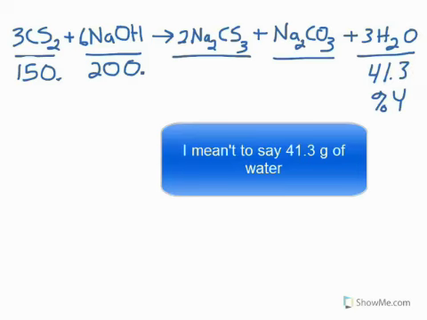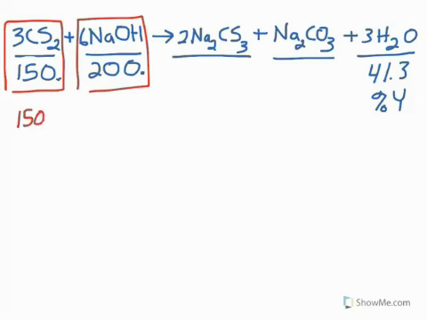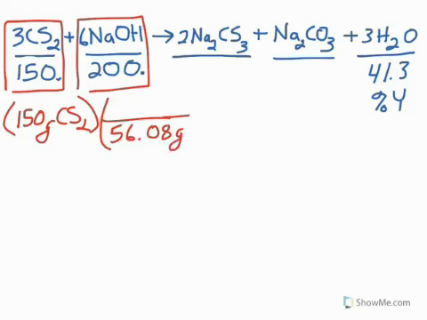So we'll start off as normal and run the calculation with the carbon disulfide and then run it with sodium hydroxide. So we take 150 grams of carbon disulfide, and I've already calculated the molar masses. I have 56.08. Again, you have to show that when you do this on the exam. So it's 56.08 grams of carbon disulfide per 1 mole of carbon disulfide. Please show how you get that result when you do problems.